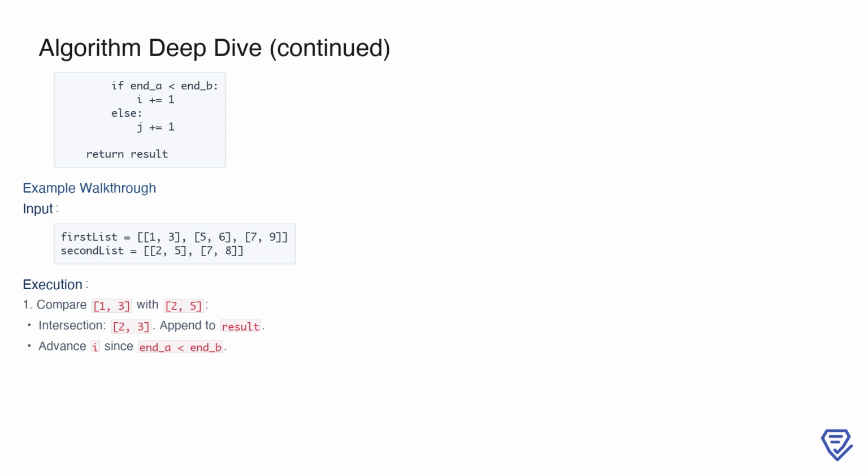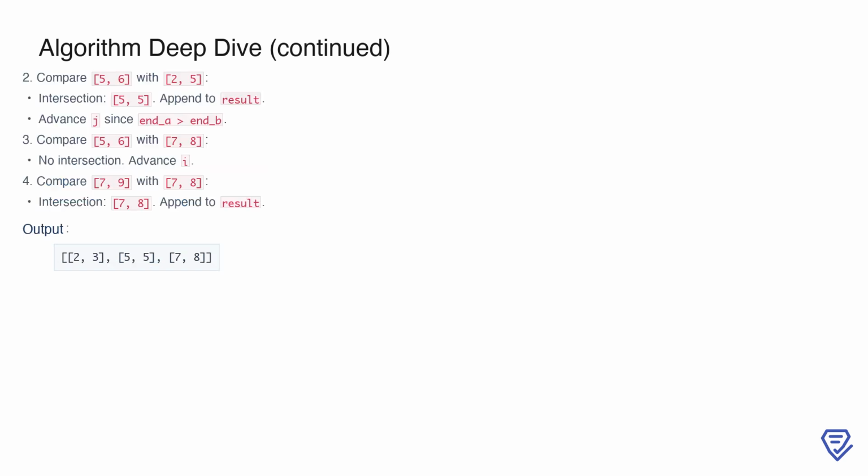To process all intervals, we move the pointer of the interval that ends earlier. This ensures we don't miss any intersections while maintaining efficiency. Once the traversal is complete, the result list contains all the overlapping intervals, which we return as the output. To understand the algorithm better, let's walk through an example.